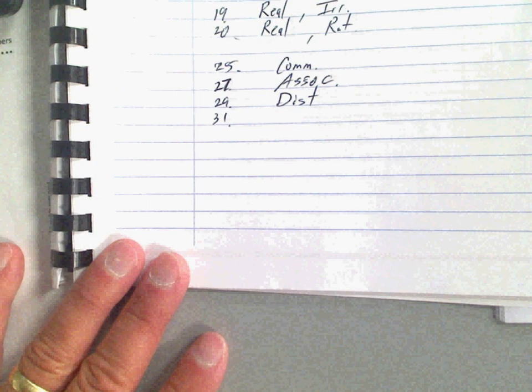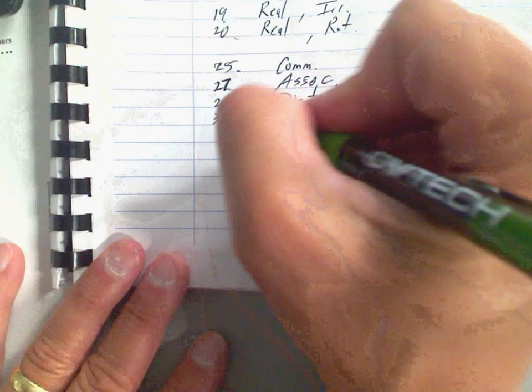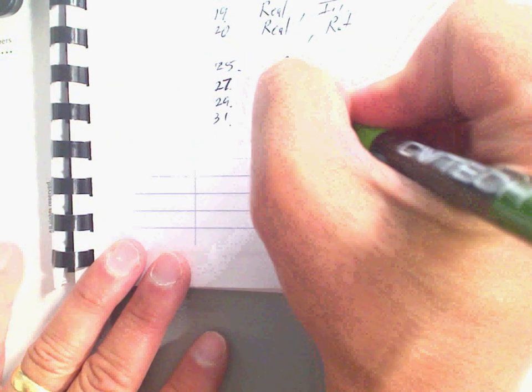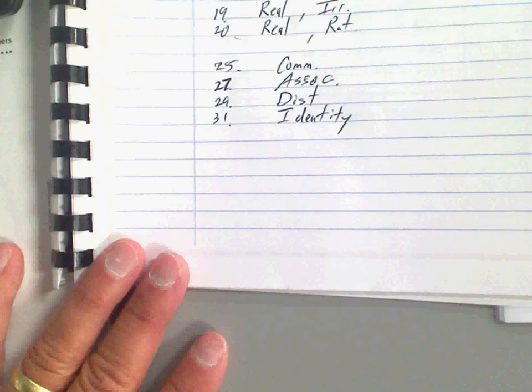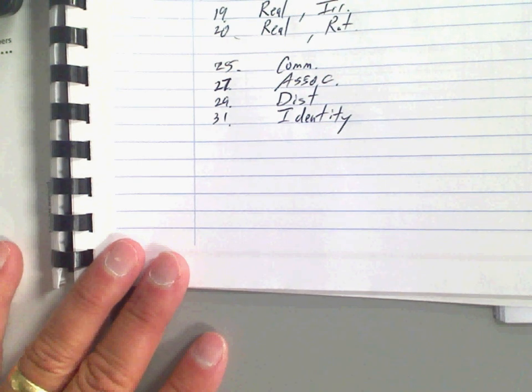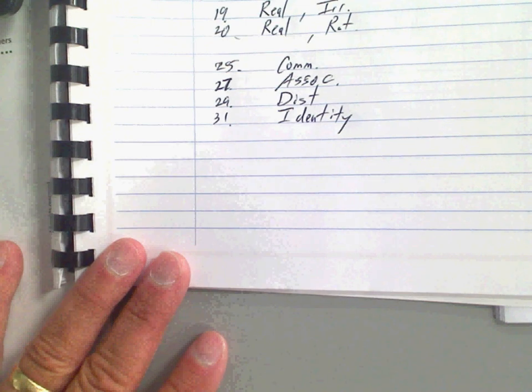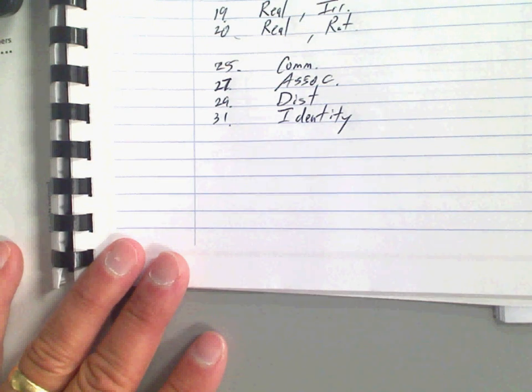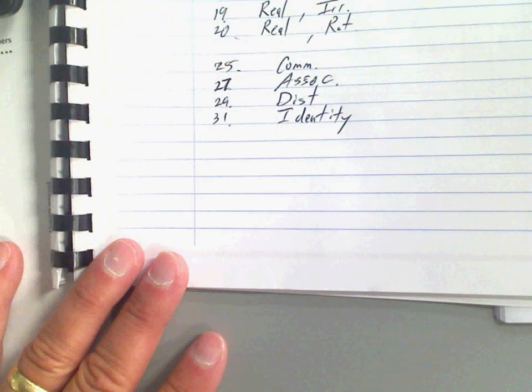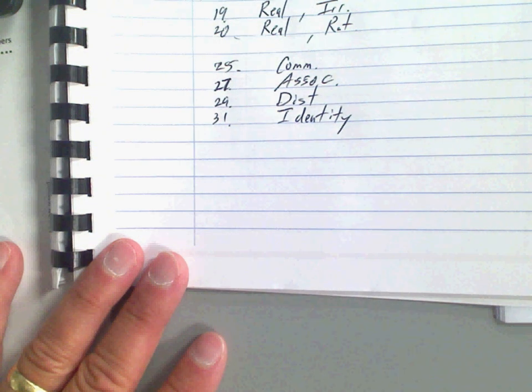31, anything times 1 is itself, that is the identity property. It doesn't matter what it is. If it's times 1, it doesn't change it. And you guys won't believe how helpful that is in some upper level math. Like, take it times 1. It won't change it. It's useful to know.